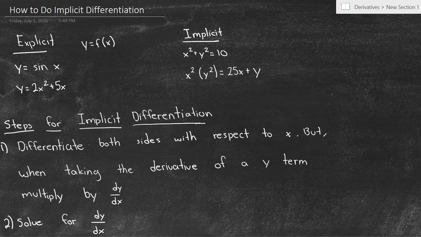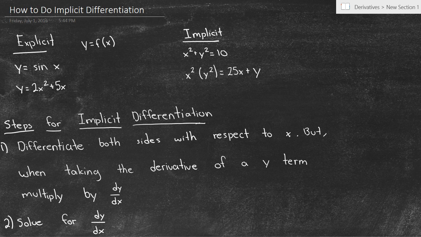But then we get into implicit, and that's where we have x and y on one side, and we just can't really get y by itself. An example would be x squared plus y squared equals 10, or x squared times y squared equals 25x plus y. That's another one. And these we have to solve the derivative pretty similar to normal. There's just one trick. Now let's look at the steps.